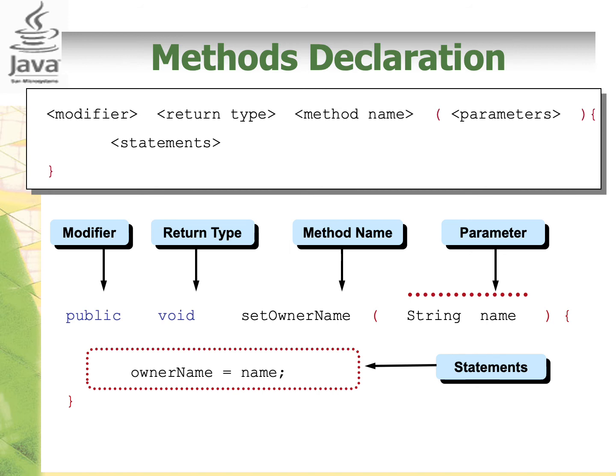Here is an example of a method declaration. public void setOwnerName(String name). The modifier is public, meaning that any classes and packages can access it. The return type is void, which means this method does not return anything to the statement that calls it. We can have methods that return an int, double, String, or any other type. Then we have the parameter, meaning that this method takes in one argument of type String. Within the method's body, we can have other statements. For example here, ownerName equals name.